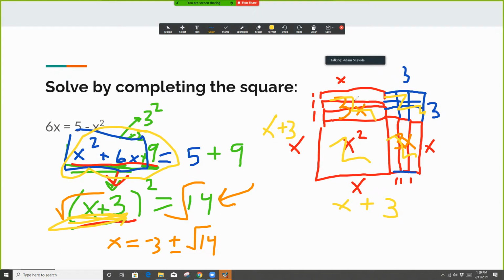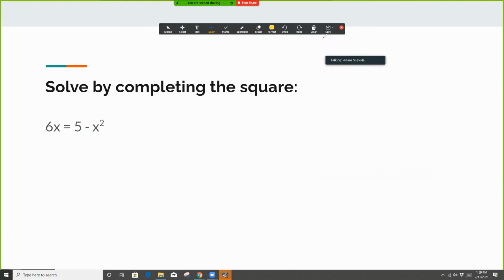So that's why we do half of b squared, because you can imagine these 3 by x pieces here and here. There was 6x, we cut it in half and put 3 on one part and 3 on the other part. And then this part was 3 times 3, 9. So that's why we do half of b squared. That's kind of a visual of that. If you just remember half of b squared, that's all you need to know.